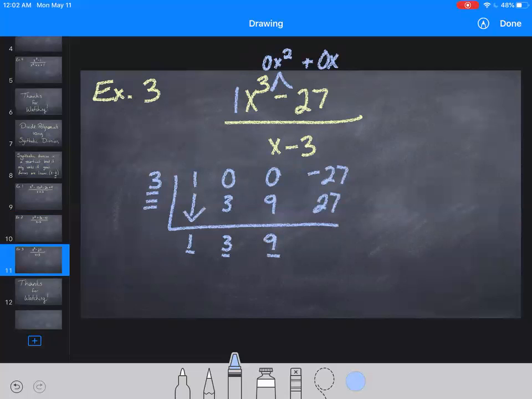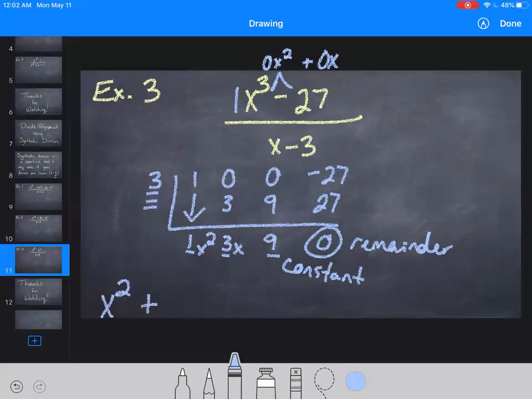Negative 27 plus 27 gives me 0. 0 is my remainder. 9 is my constant. And then I have my x, and I have my x squared. Now, when you get a remainder of 0, that means x minus 3 is a perfect factor of x cubed minus 27. So I have x squared plus 3x plus 9. And since there is no remainder, that is my answer.